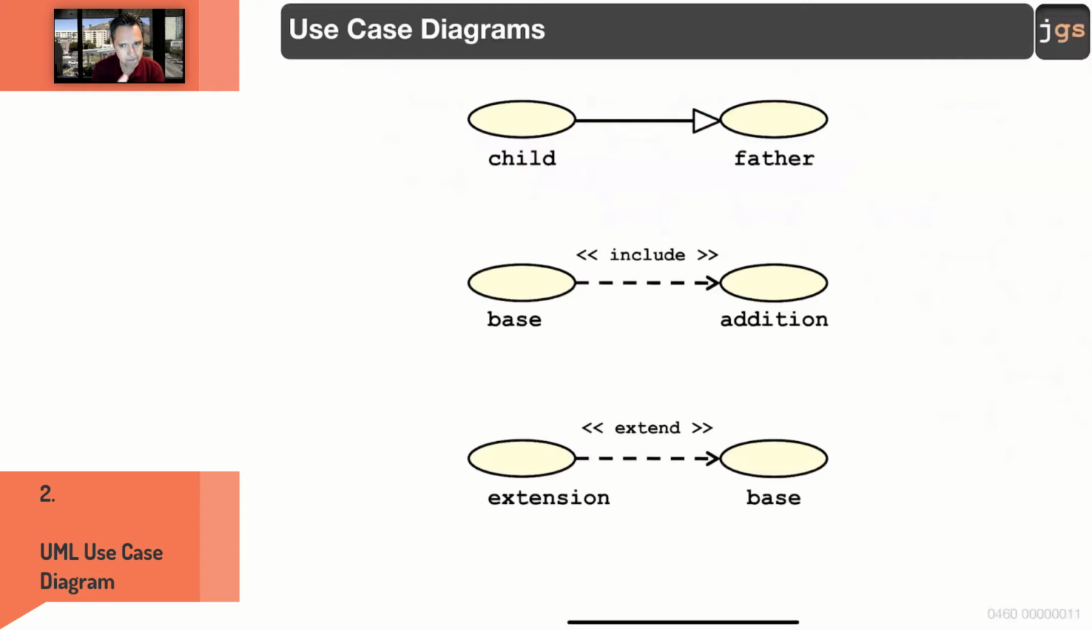One, inheritance. Inheritance, solid line and a triangle as an arrowhead. That is going to be inheritance between requirements. Help me, what is inheritance when you use inheritance? Any idea?